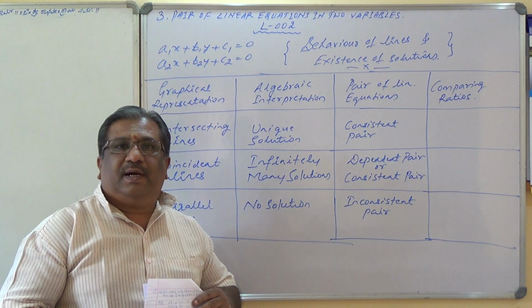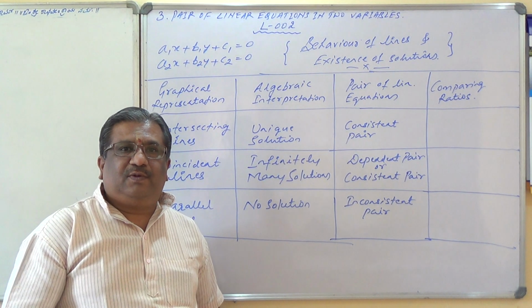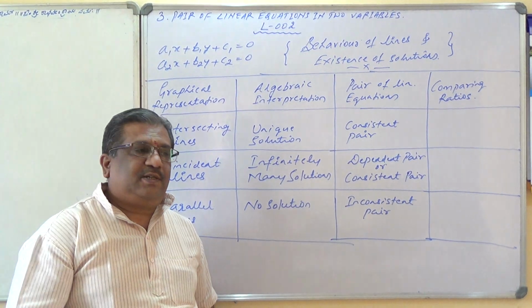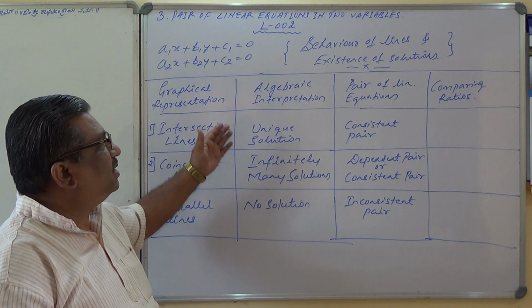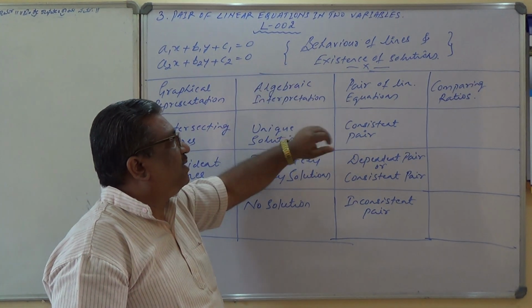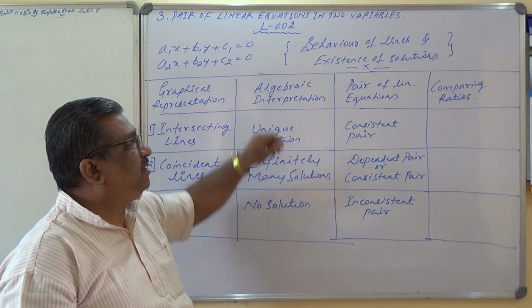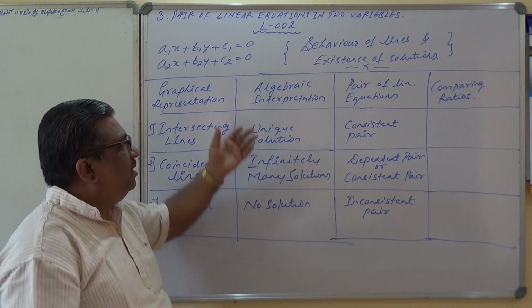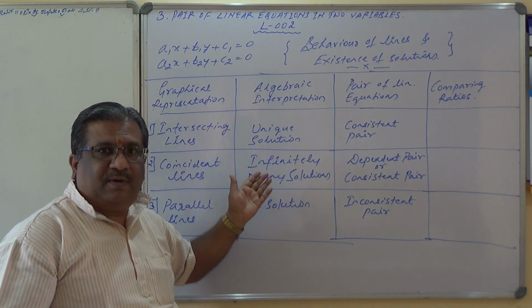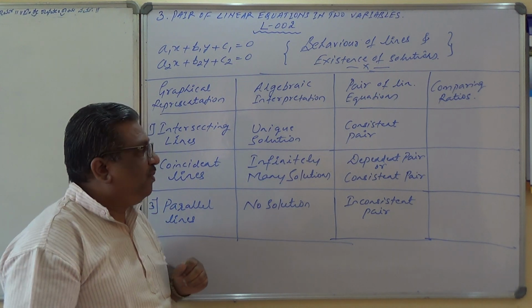Last time I discussed consistent pair of linear equations in two variables and inconsistent pair of linear equations in two variables. Now let me list down the behavior of lines and the existence of solutions. What I mean by behavior of lines is, are these intersecting, coincident or parallel lines? This table you must note down, and that should be noted down in your 180 pages notebook.